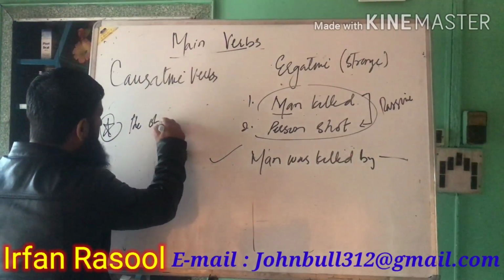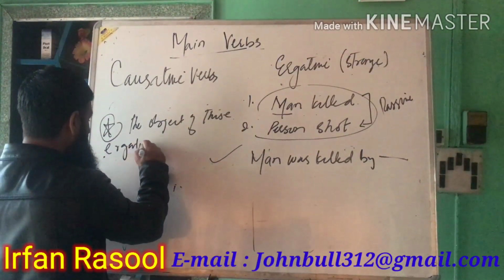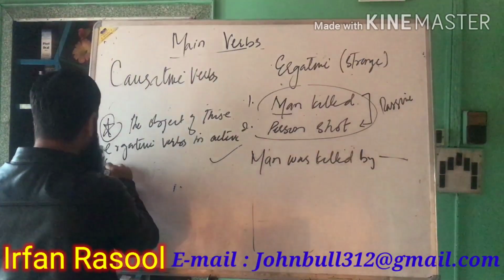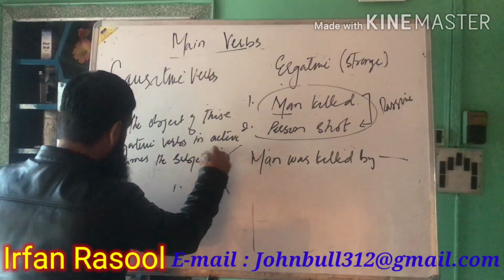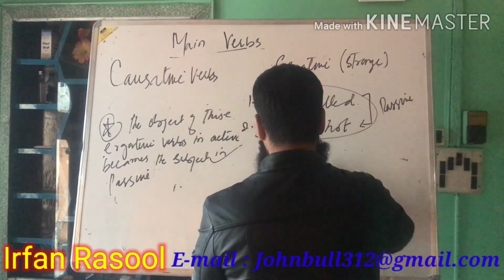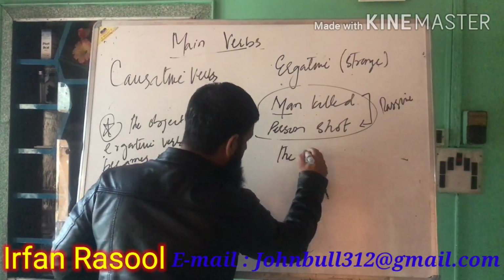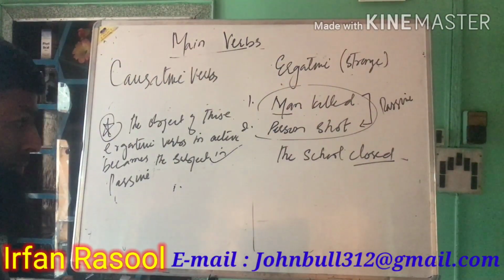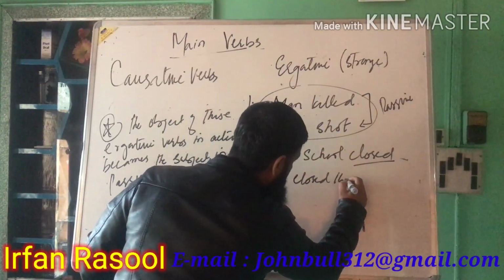The object of these ergative verbs in active becomes the subject in passive. Maybe you don't understand this yet, but I'll make it easy for you, don't worry. I have another example, and with this I'll make these lines easy to understand. See, the school closed. This is also an ergative verb, right? The school closed, and we closed the school.